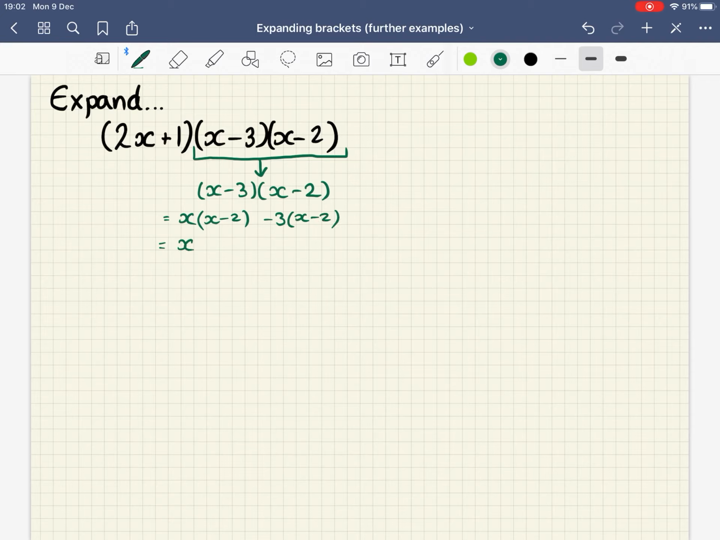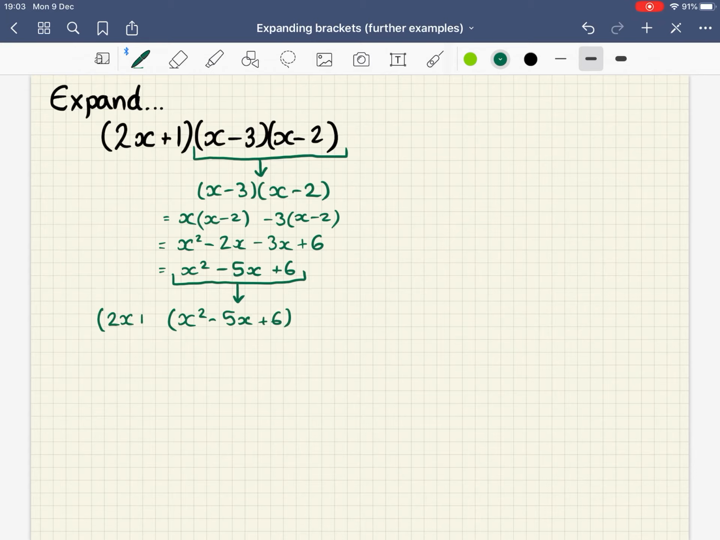expanding it, so it's going to be x squared minus 2x minus 3x. Negative times a negative is going to make a positive, so 3 times the 2 is going to give me 6. And then neatening it up. So negative 2, take away 3, it's going to be negative 5x plus 6. And then I'm going to take this, and I'm just basically going to put it back into the equation again. And that 2x plus 1 just sitting at the front, waiting to be used.